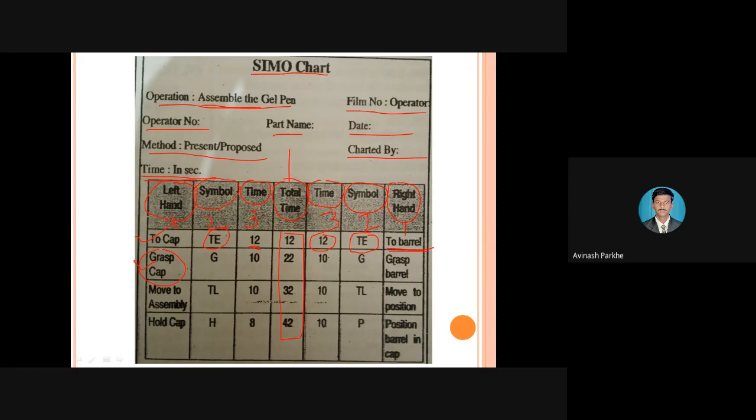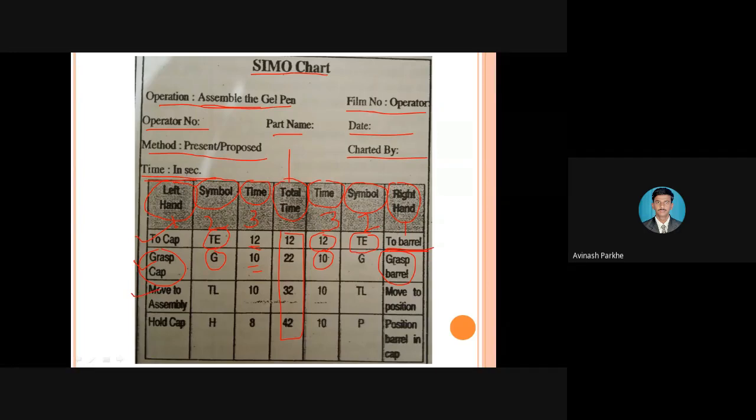Then, the second movement, grasp the cap. So I take this cap in my hand, and that grasp movement, taking movement, can be represented by the capital G. How much time is required? 10 seconds are required. Simultaneously, the right hand is also performing the operation. What is that? Grasp the barrel. You have to take that barrel in your hand. Again, it is represented by the capital G. How much time is required? 10 seconds.